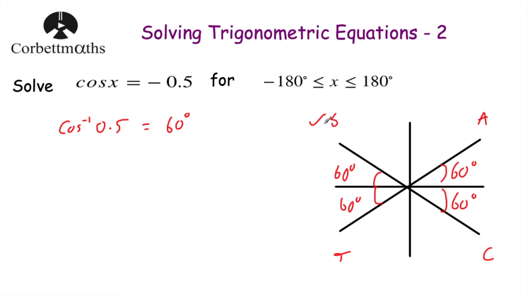Okay, so we're nearly there. Now we just need to find the angles. So because the interval is between negative 180 degrees and 180 degrees, we're going to consider this in two parts. We're going to consider them from 0 around to negative 180 degrees, going around clockwise. And we're also going to consider from 0 going around to 180 degrees anti-clockwise.